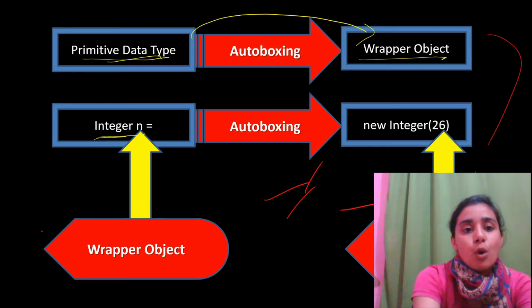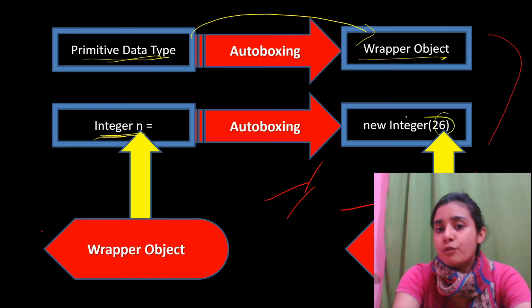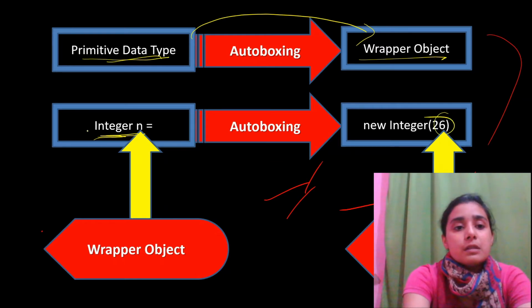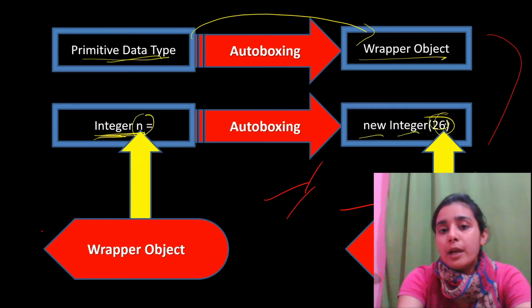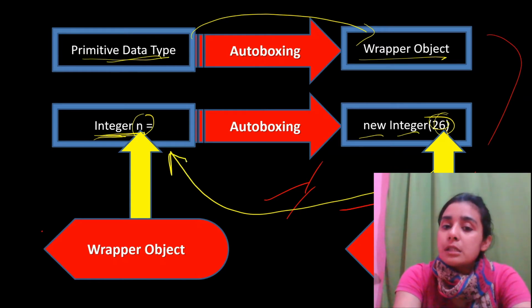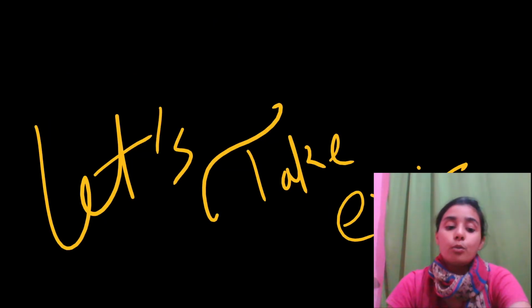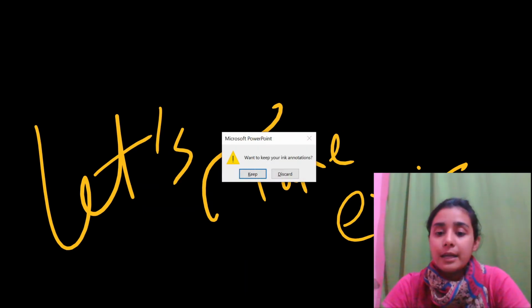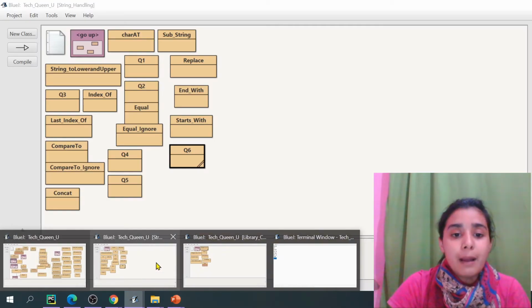This is my Integer wrapper class, this is my wrapper object and this is my primitive data type's value. Guys, listen here. This is my object n, new Integer, so I'm converting it into a wrapper class object. This thing is possible with the help of the wrapper class, and it is called autoboxing. Let's take an example here.